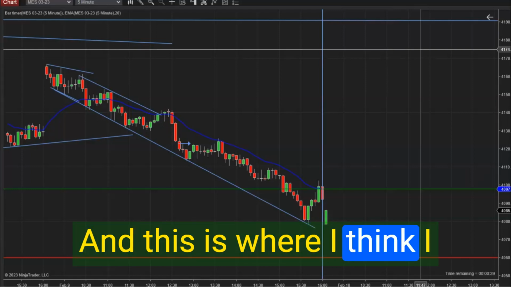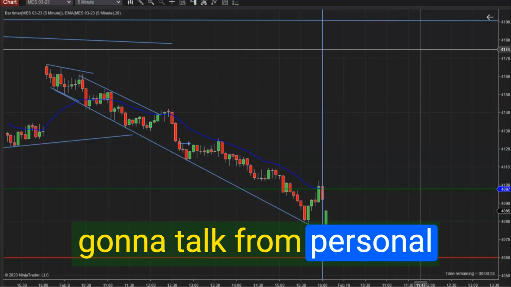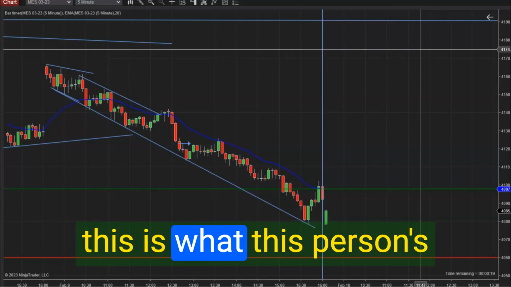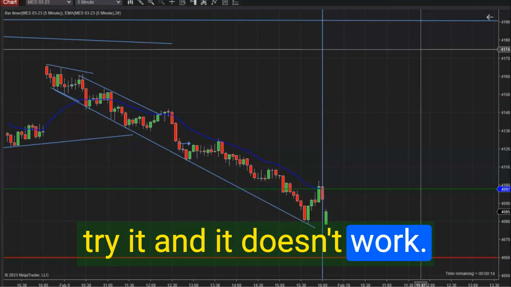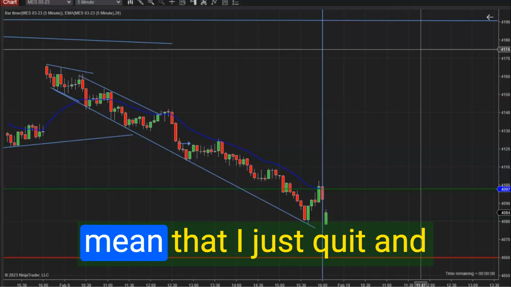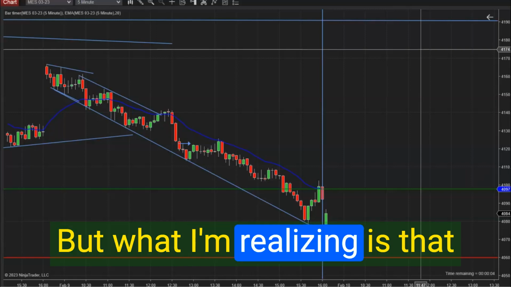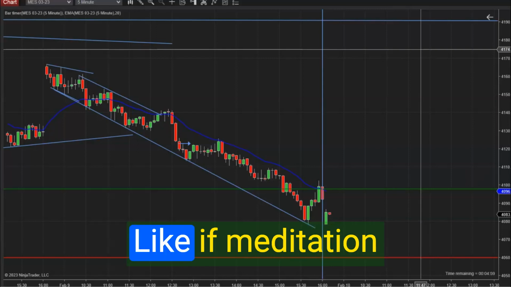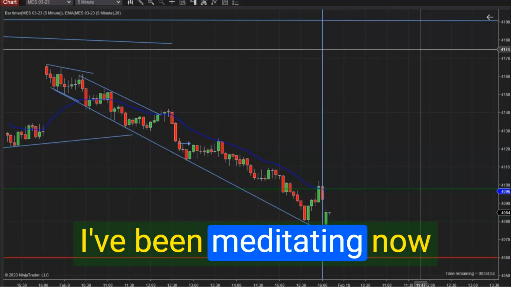And this is where I know I failed. So I'm going to talk from personal experience. If I hear an idea of this is what this person did, or this is what this person's routine looks like on a day-to-day basis, and I try it, and it doesn't work for me, well, at that point, it doesn't mean that I just quit and say nothing works, and that's what I did in the past. But what I'm realizing is that these are just ideas for you to experiment with, right? Like meditation, for example, that works for me. I've been meditating now for years.